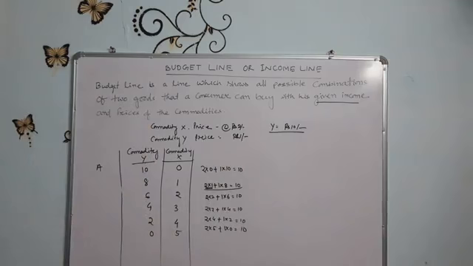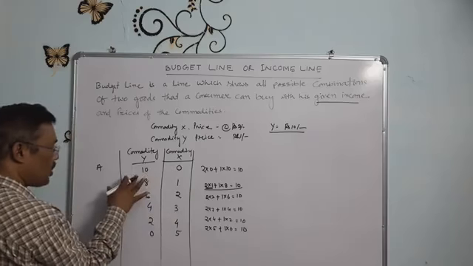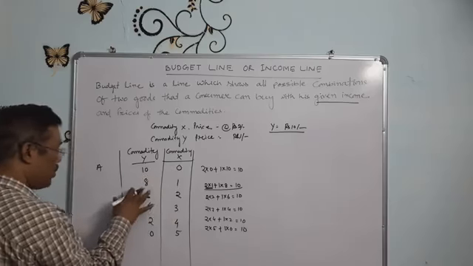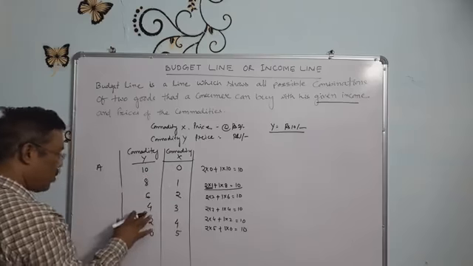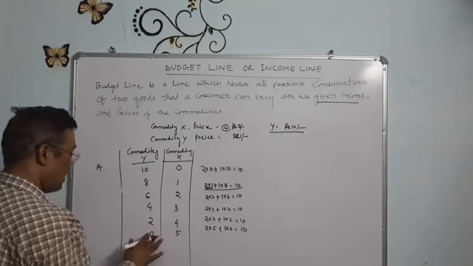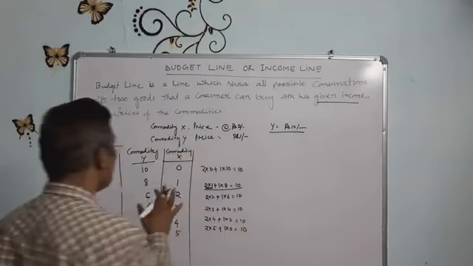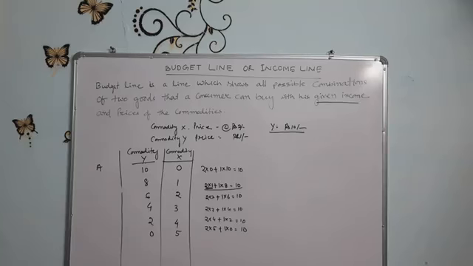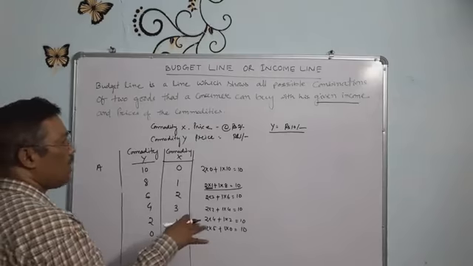So these are the possible combinations: X 0, Y goods 10; X goods 1, Y goods 8; X goods 2, Y goods 6; X goods 3, Y goods 4; X goods 4, Y goods 2; 5 goods from X and 0 goods from Y. These are to be called possible combinations of two goods that a consumer can buy of his given income.